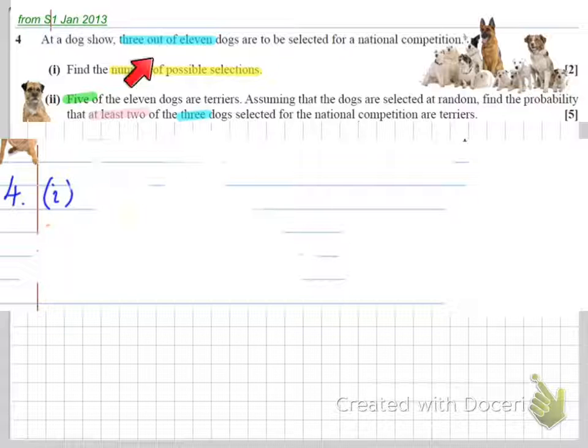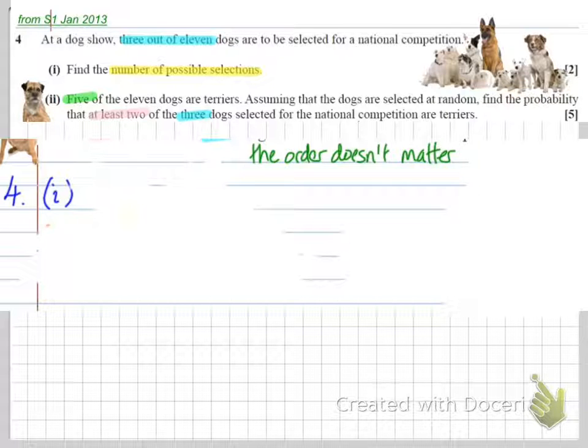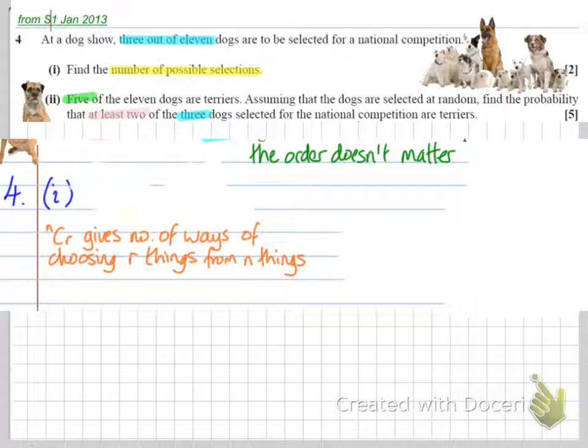So we've got 3 dogs out of 11 that we're going to choose. They're not saying we're giving out first prize, second prize, third prize. We're just choosing 3 of them. So it doesn't matter what order we put them in, and that means it's a time for us to be using the nCr formula. So nCr gives the number of ways of choosing r things from n things, and we're choosing 3 things, 3 dogs, from the 11 dogs.